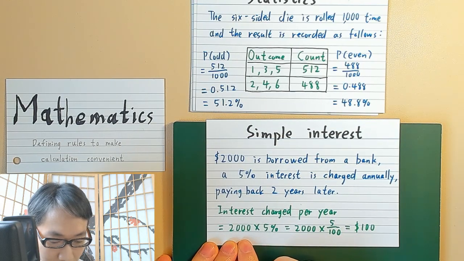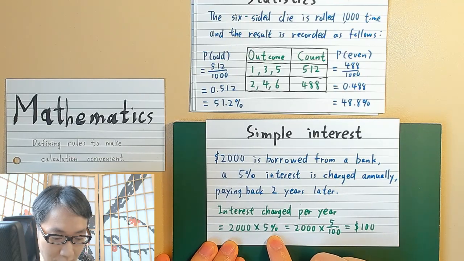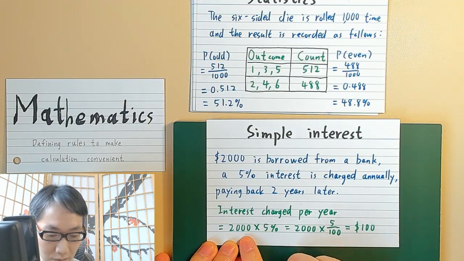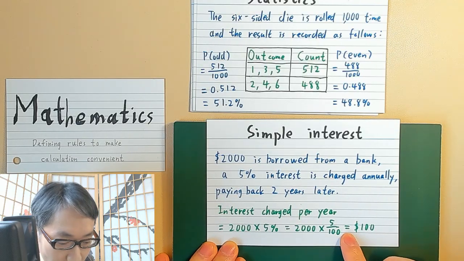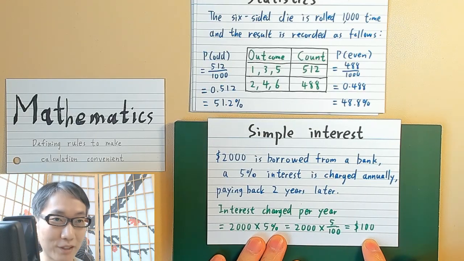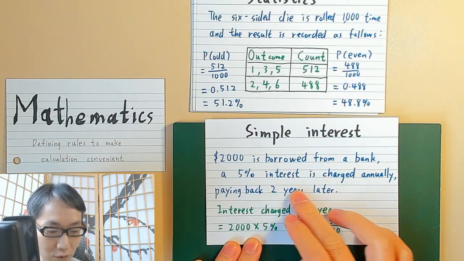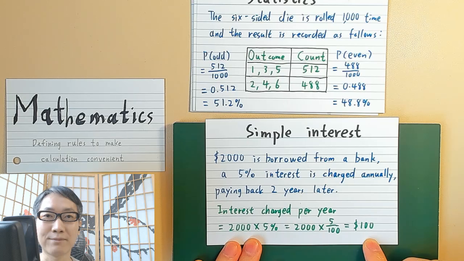So the interest charge per year will be equal to $2,000 times 5%. So the interest is based off how much is borrowed, 5% of the total amount borrowed. It's 2,000 times 5%, so $100 will be charged per year. So after 2 years, the total interest will be $200.